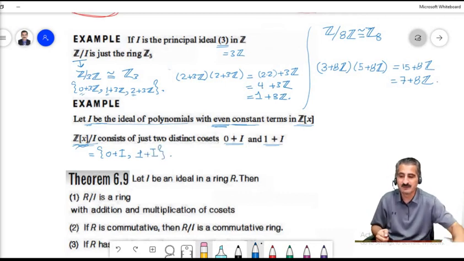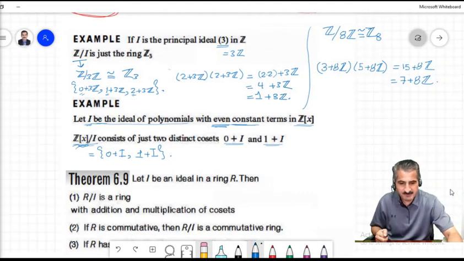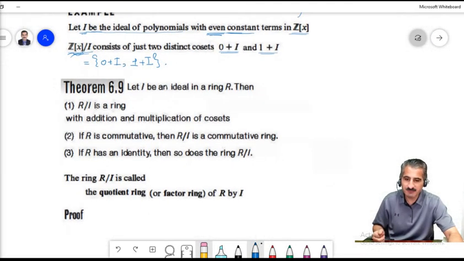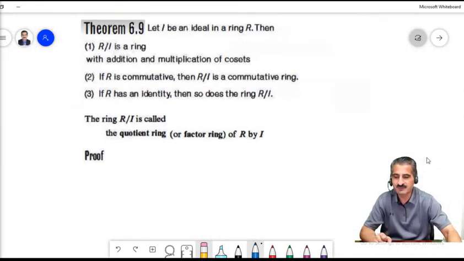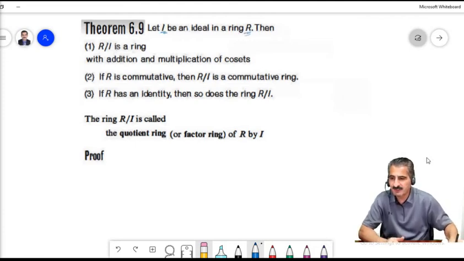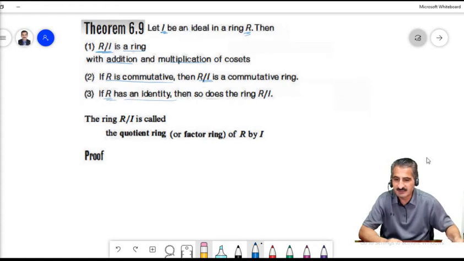Okay, good. Now I kept saying a factor ring again and again, but we did not prove it is a ring so far, and now we will prove it in this theorem. Let I be an ideal in a ring R. Then part 1 says R over I is a ring with addition and multiplication as we have defined already. If R is commutative, then the quotient ring R over I is commutative. If R has an identity, then R over I will have an identity.